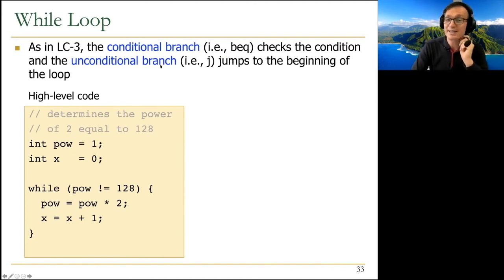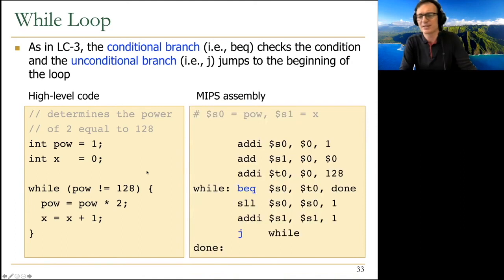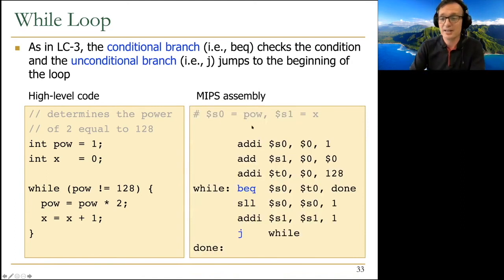As in LC3, the conditional branch checks the condition, and the unconditional branch jumps to the beginning of the loop over here. We've seen it in LC3. Now we're going to see it in MIPS. It's going to be very similar, basically. You initialize the power and x values. Here, this loop determines the power of 2 equal to 128, which is a very simple calculation, as you can see. Initially, power is set to 1, x is set to 0. So you need to set those values plus the 128 to compare to.